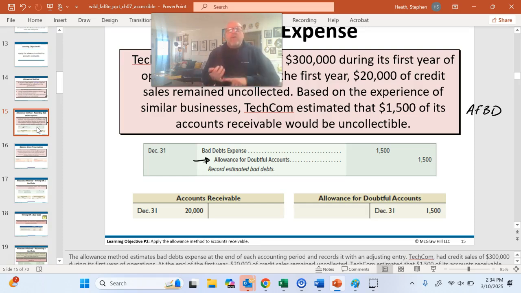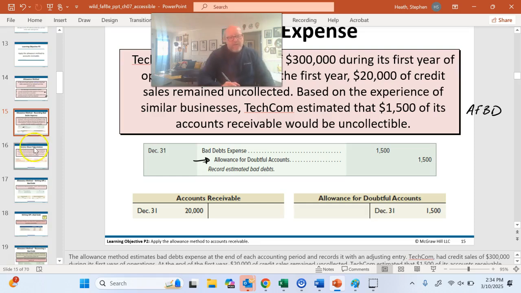Okay. So regardless of whether it's allowance for bad debt or allowance for doubtful accounts, it's the same account and it's the same concept. It is the total amount of receivables that we anticipate not collecting.